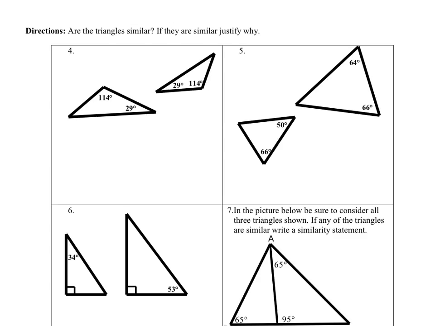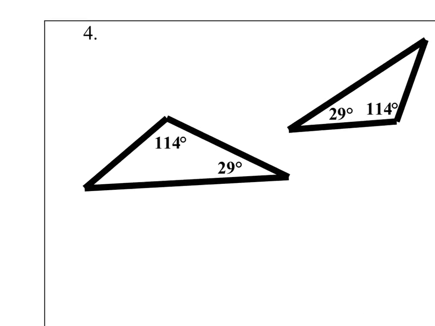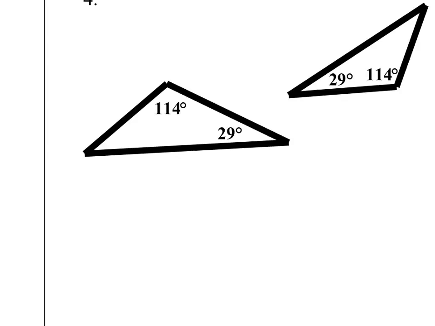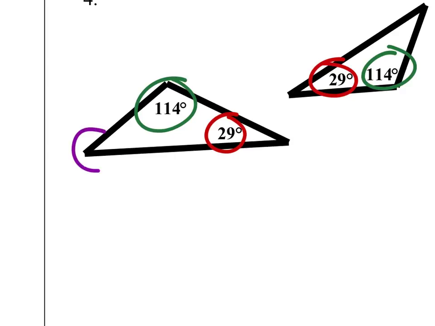So in terms of similarity, if we find that two of the angles are congruent, then we know that that third angle is also congruent. Therefore, the two triangles are similar. So these two are similar because we have the two 114 degree angles and the two 29 degree angles. So automatically, this third one would be congruent as well.